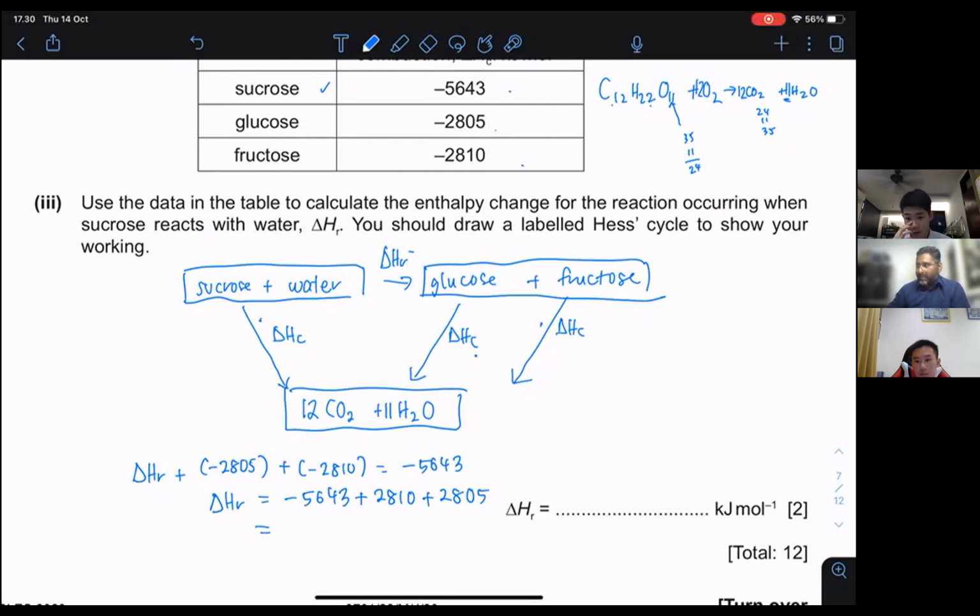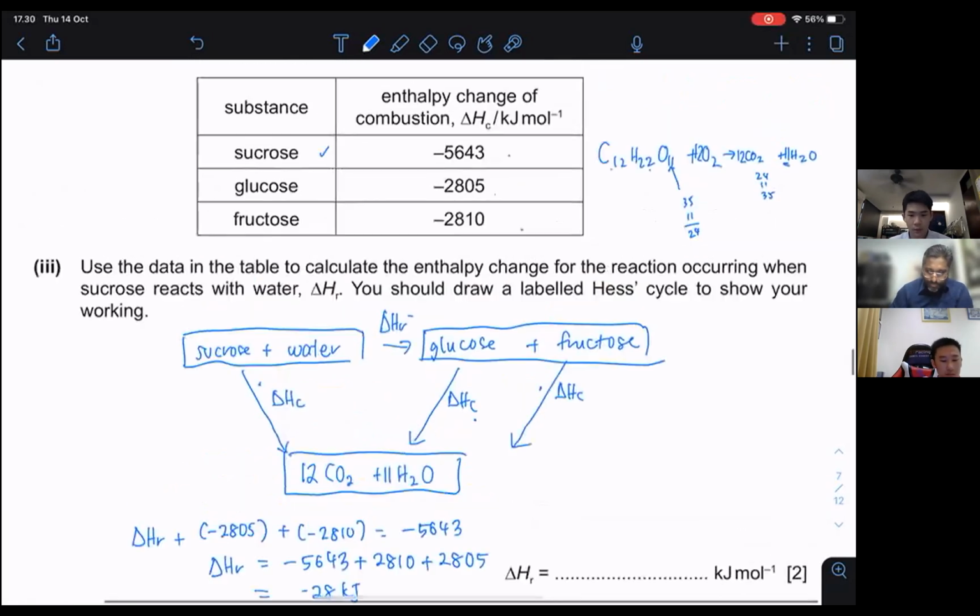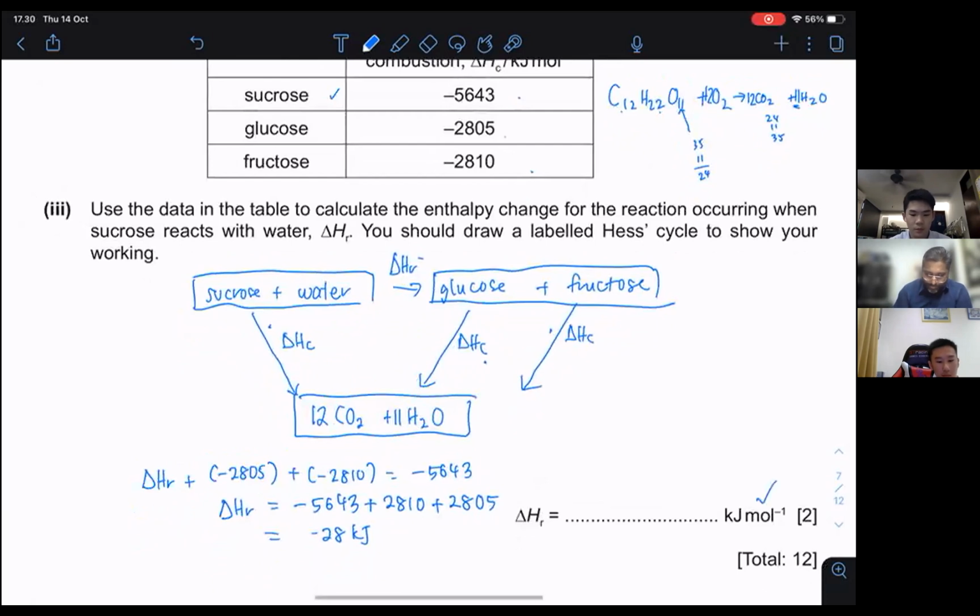Negative 28. Yeah, so this is going to be the answer. It's kilojoule per mole, but it doesn't matter, they always give that. So it's going to be negative 28.